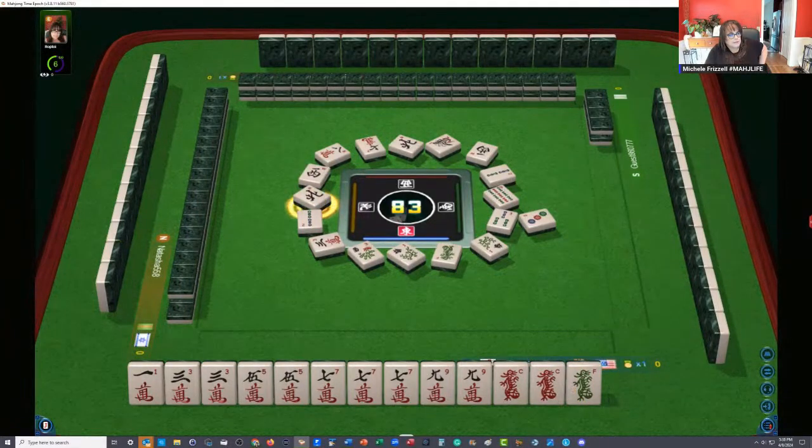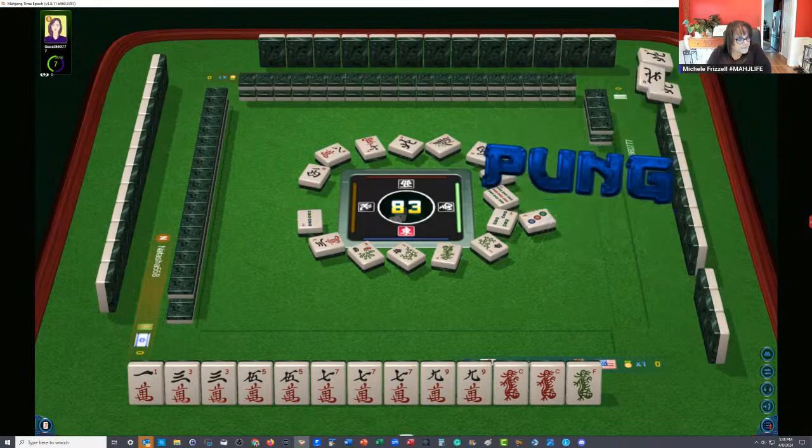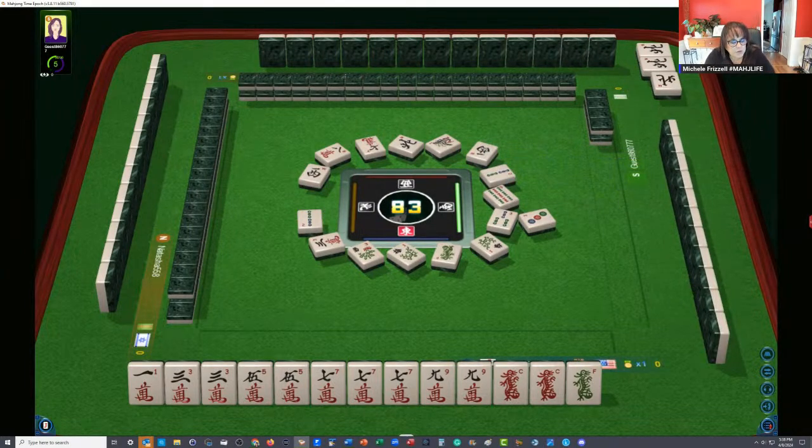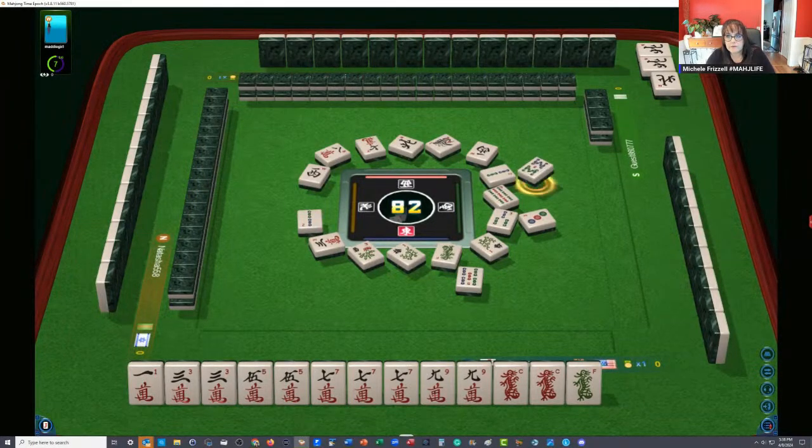North wind. Pung. Why are flowers not good joker bait? 5 bamboos. Ask Arlene. Because there are 8 of them. Since there are 8 8 flowers, bamboos.